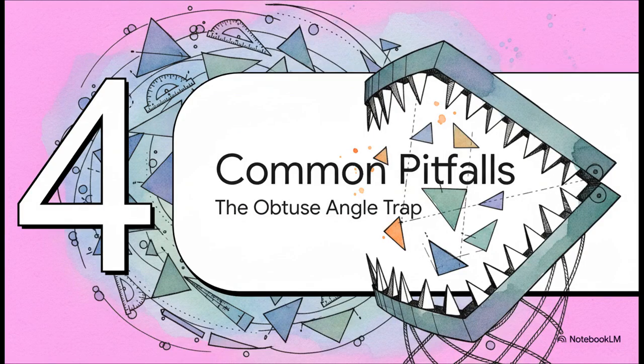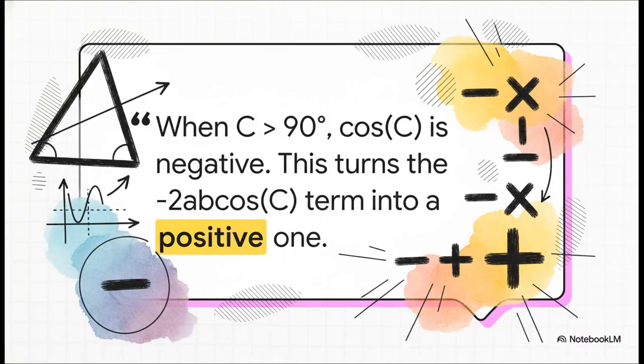Now, before we wrap this up, I've got a pro tip for you. There's one really common mistake that trips up so many people when they're first learning this. I want to make sure you don't fall for it. I call it the obtuse angle trap. So here's the deal. You have to watch out for this.